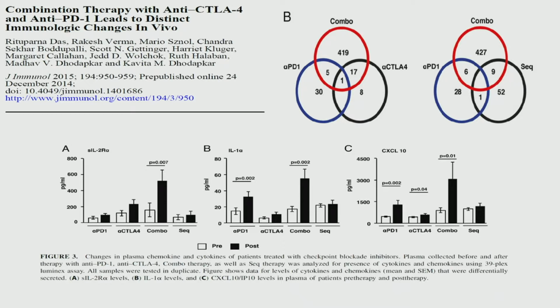And if you look at cytokines that are induced in the peripheral blood, for the ones that were looked at, these were the ones where you saw a major effect. You saw an increase in CXCL10, theoretically downstream of interferon gamma. You saw an increase in soluble IL-2 receptor, which means you got more T cell activation. You got IL-1 alpha, which I'm not sure exactly where that came from. But in any event, you got clear immune activation.